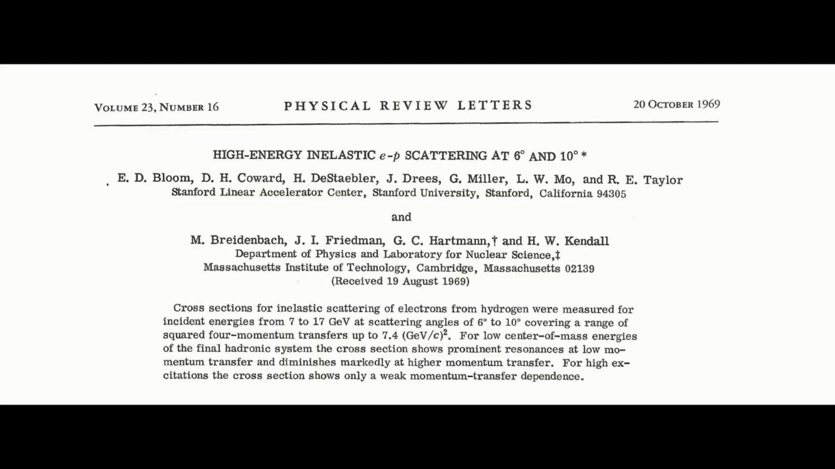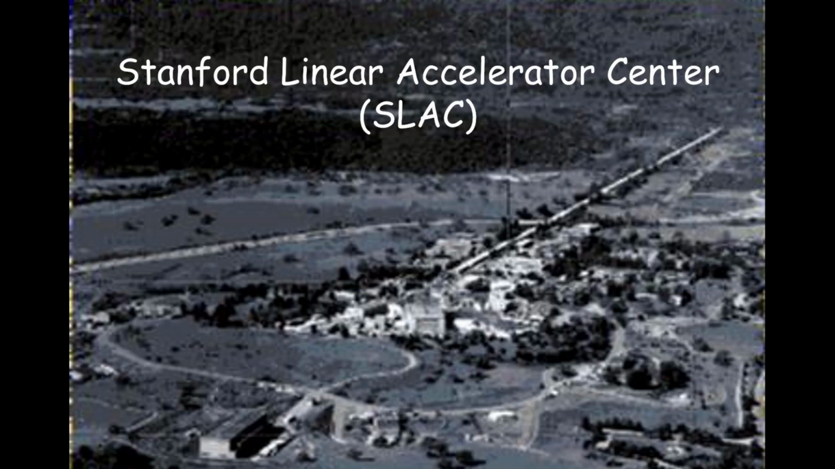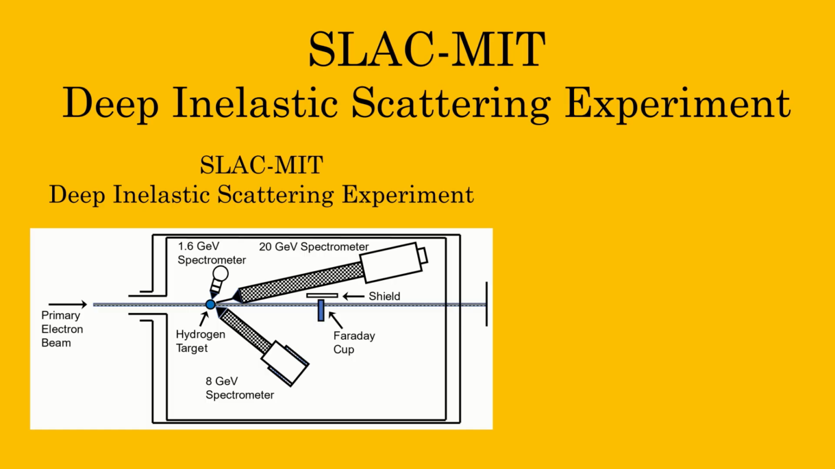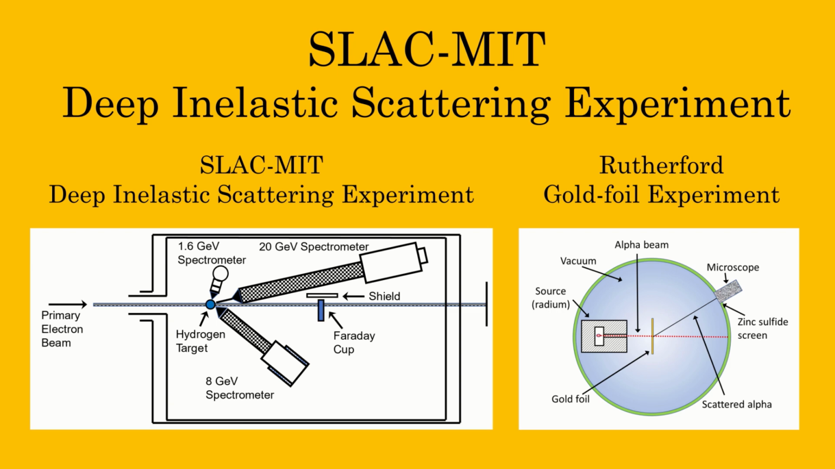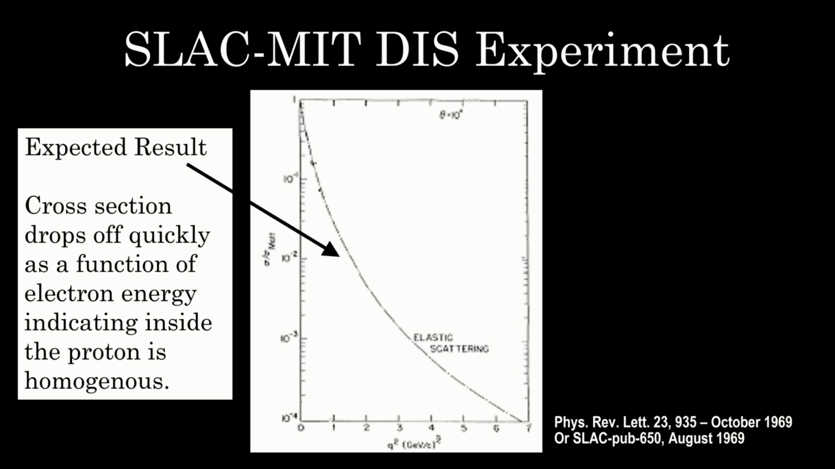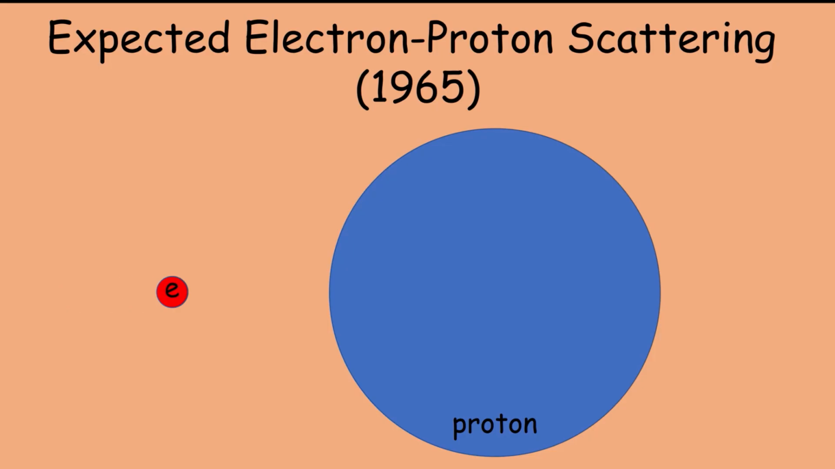Then, in the late 1960s, a series of experiments called deep inelastic scattering were conducted at the Stanford Linear Accelerator Center, or SLAC. These experiments fired high-speed electrons into proton targets, similar to experiments where Ernest Rutherford fired alpha particles into gold foil. The SLAC experiments were designed to show that the interior of the proton was homogeneous, making the proton a fundamental particle.